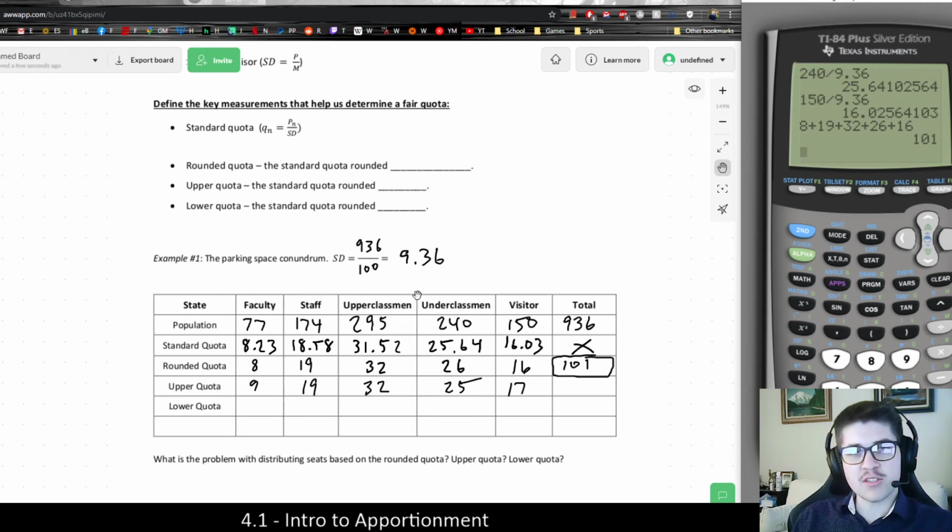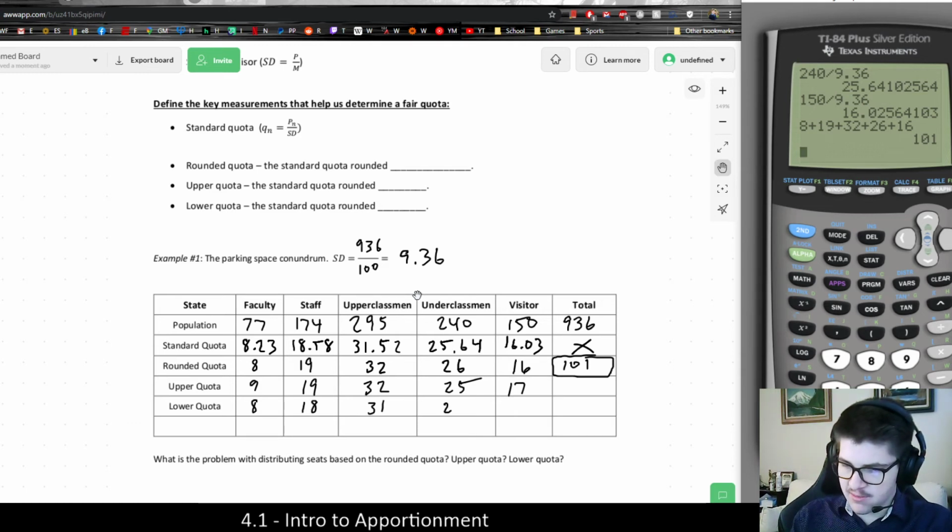And also, just as a thing to mention, if your standard quota does come out exactly round, you don't need to round it. The upper quota doesn't mean add 1 to it. It just means if it's round, it's round. You don't ever need to round it again, because that means you can give exactly the amount that the standard quota indicates. And the lower quota would just be rounding down regardless of what the numbers would be.